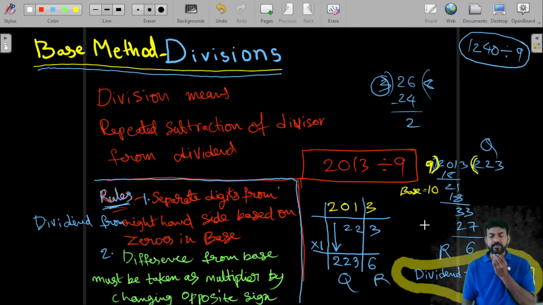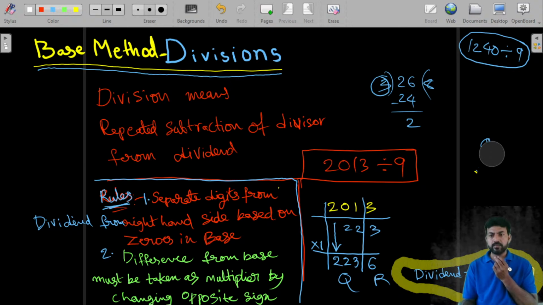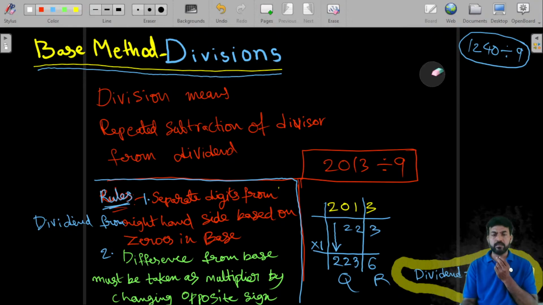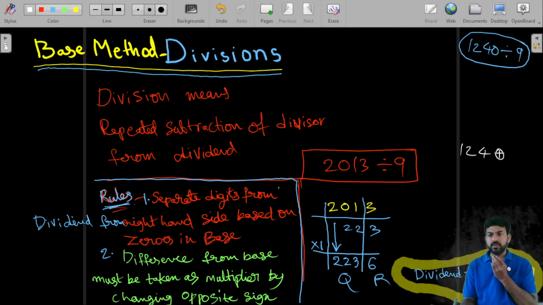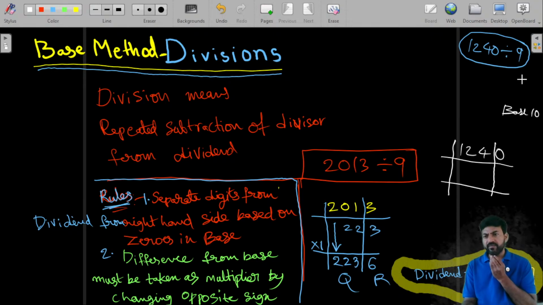I will explain. First, 1240. So we are dividing by 9. So you can take base as 10. Base 10 means separate one digit, that is 0 here. So the difference between divisor and base is 1. So take multiplier as 1.